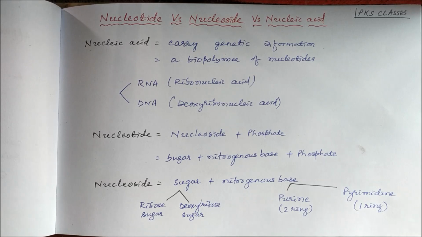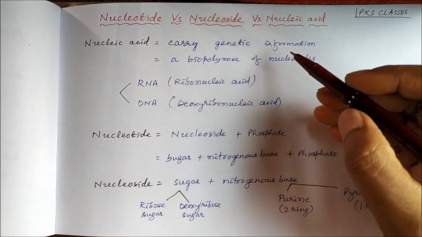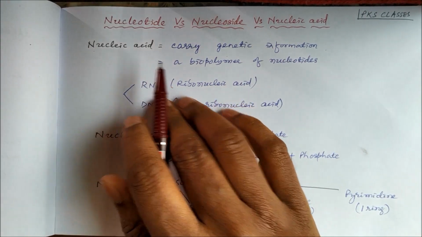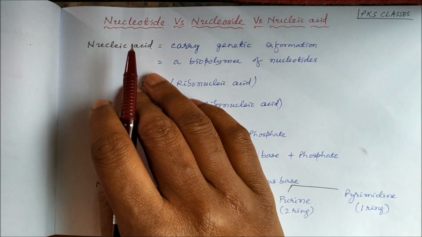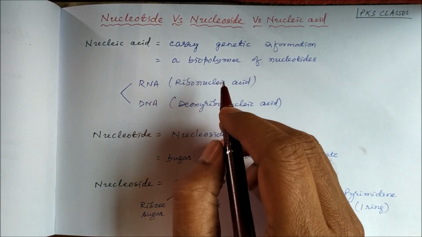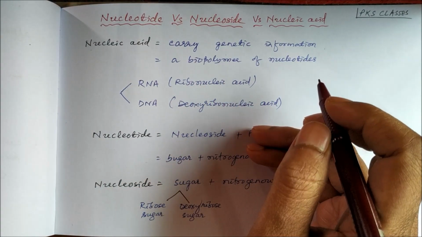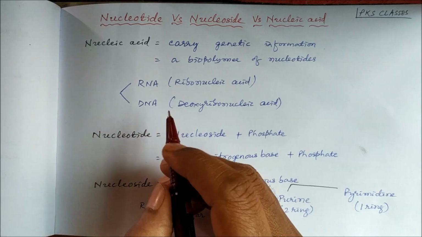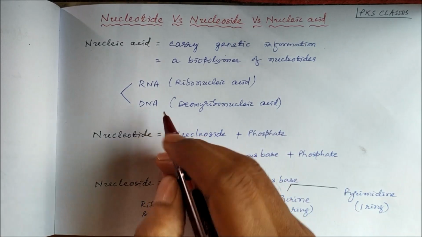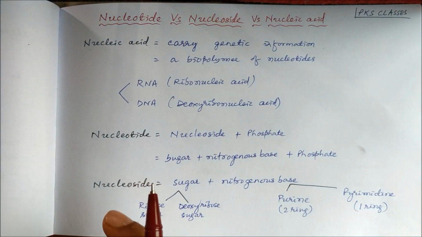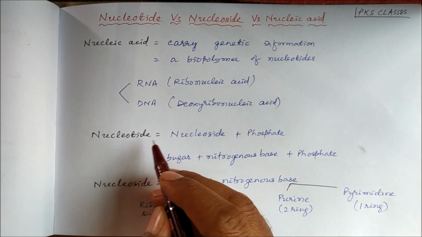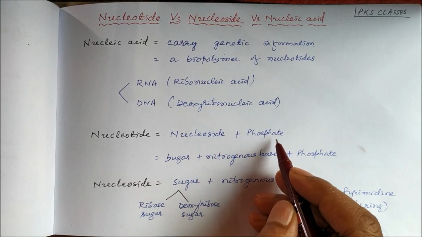Namaskar. Today we will study the difference between nucleotide, nucleoside and nucleic acid. So nucleic acids carry the genetic information and are biopolymers of nucleotides. We can have two types of nucleic acid, ribonucleic acid RNA and deoxyribonucleic acid DNA. So nucleic acid is a biopolymer of nucleotides, and a nucleotide is a combination of nucleoside and phosphate.